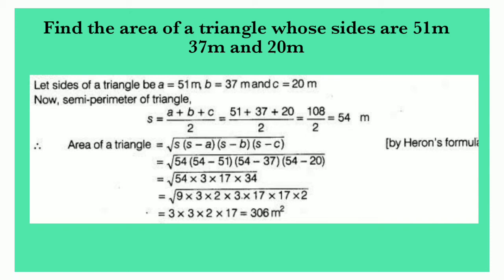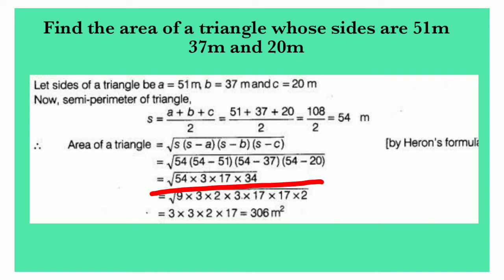In this formula, the first one is root of S, which is already given, that is 54. So 54 into, in the first bracket, S minus A, that is 54 minus 51, in the second bracket, 54 minus 37, that is B, and 54 minus 20, that is C. Then 54 the same number, then 54 minus 51 is equal to 3, 54 minus 37 is 17, and 54 minus 20 is 34.